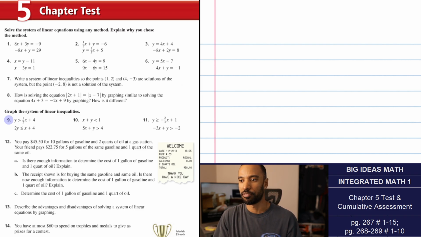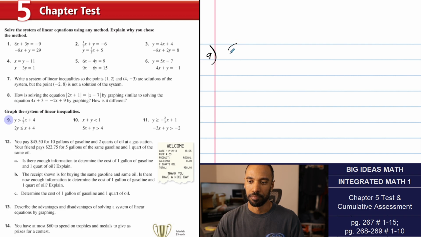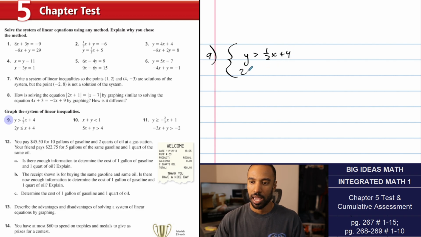All right, graph systems of linear inequalities for numbers 9 through 11. So on number 9, we have y is greater than 1/2 x plus 4, and 2y is less than or equal to x plus 4. This one's incredibly close to slope-intercept form, so I'm just going to divide it by 2, and now it'll say y is less than or equal to 1/2 x plus 2.